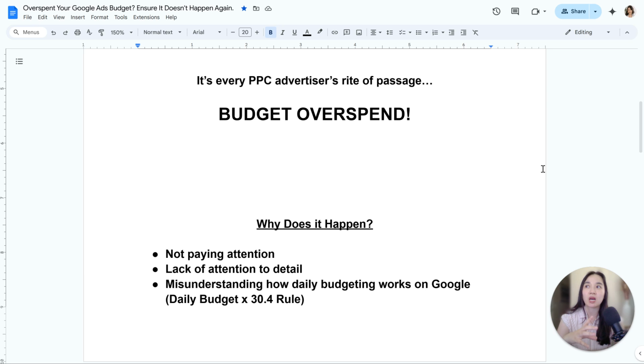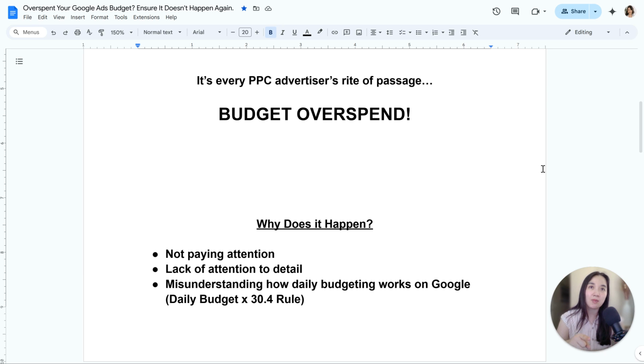So most advertisers are given a monthly ad budget. Let's just say your monthly ad budget, just for simplicity's sake, is $1,500. You're going to want to take $1,500 and divide it by 30.4 because that's the average number of days in a month, and that is going to be your average daily budget. So if you had a $1,500 ad budget per month, you're going to divide that by 30.4, you're going to get 49.34. That is going to be your average daily budget that you're going to set.